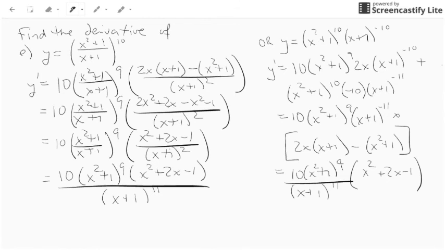So it shouldn't matter whether you choose to look at this as a chain rule with an inside quotient rule, or bring that exponent down and make that actually a product rule with two different chain rule factors. Should end up in exactly the same spot here.